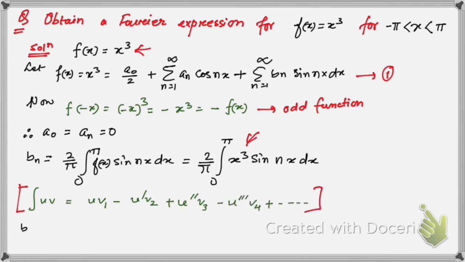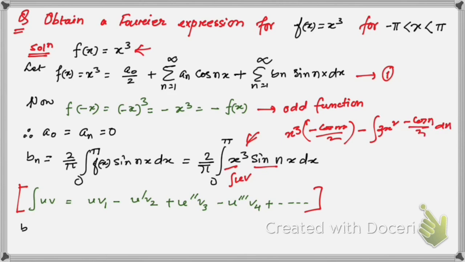Because you see, if you apply this integration u v rule here, when you integrate this, considering x cube, the integration of sin nx is going to be minus cos nx by n, then minus the derivative of x cube, that is thrice x square, then again the integration of sin nx, that's going to be minus cos nx by n dx.